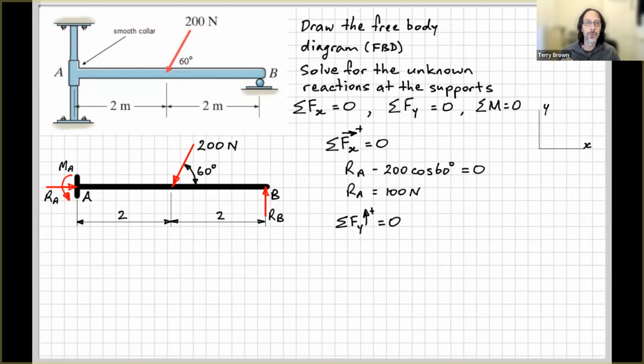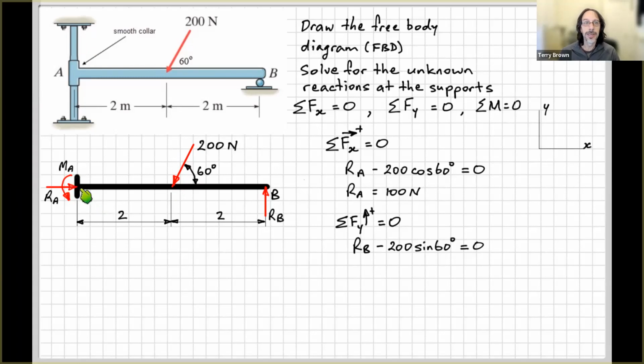Sum of the forces in the y direction equals 0, upwards is positive. We have RB, and we have the vertical component of the 200 Newton force. That will be opposite. If you think of our little right angle triangle here, that'll be the opposite side to the 60. So that's sine 60, remembering that it actually acts down through here. We'll need to remember that for when we go to calculate moments. All right, so that's all we've got for now.